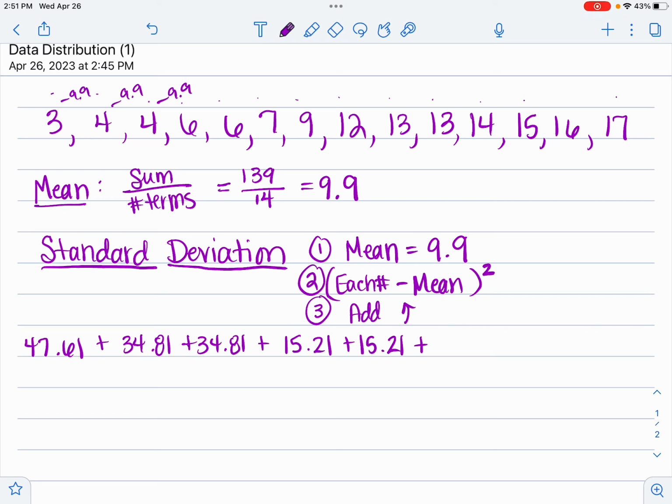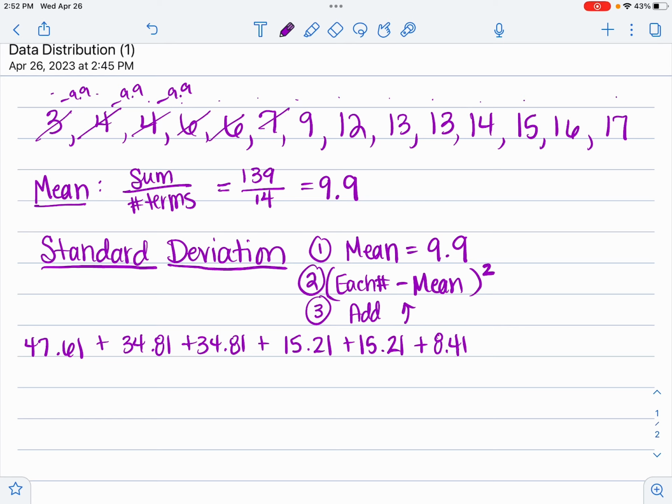All right, then I need to do the 7. So I'm going to kind of mark them as I go, because if I don't, I'll forget. So I did the 2 6s. Now I'm going to do the 7. So 7 minus 9.9. I'm going to square that. And I get 8.41.